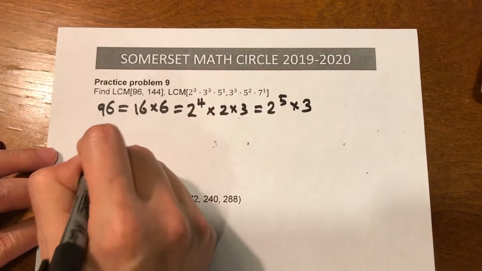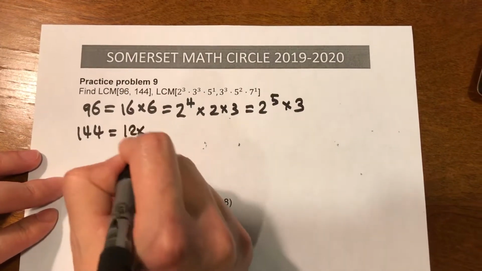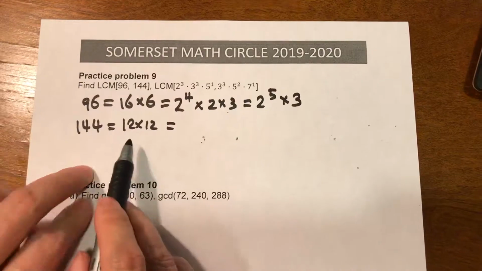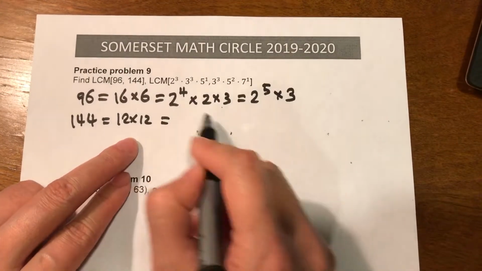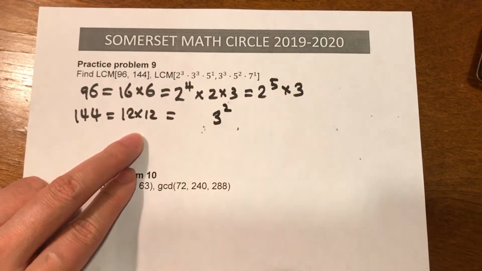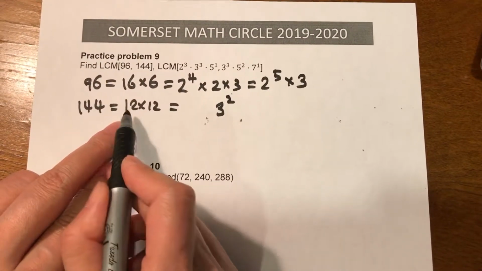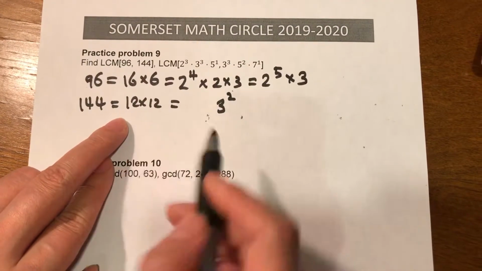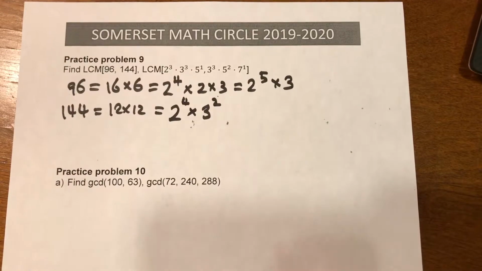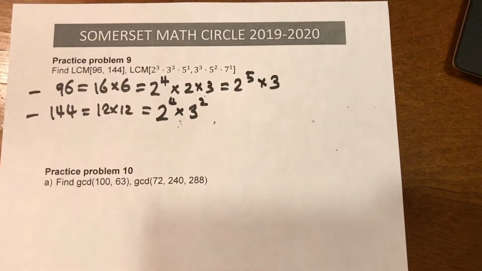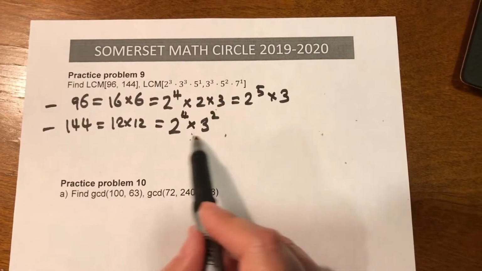And 144 is 12 squared. 12 multiply 12. 12 has a 3 in there, and there's another 3, so that's 3 to the power of 2. It has a 4, there's a 4, so 2 to the power of 2, 2 to the power of 2, that gives you 2 to the power of 4. So therefore, we first decompose 96 and 144 into all prime numbers.